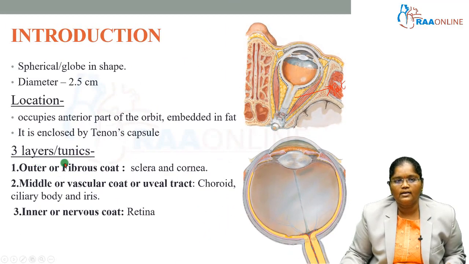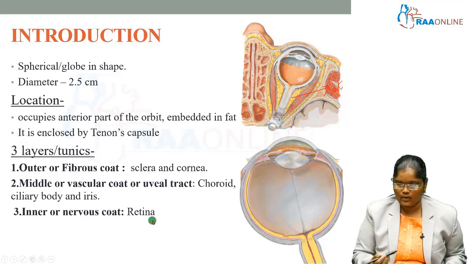There are three layers in the eyeball. They are present one within the other. The outermost coat is the fibrous coat, which contains sclera and cornea. The second coat, the middle coat or vascular coat or uveal tract, contains choroid, ciliary body and iris. And the third coat is the inner coat or nervous coat, that is retina.